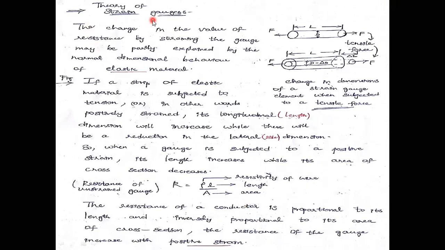The theory of these strain gauges is given as follows. I am going to consider this as the wire. I am going to consider this wire has some length and it has some diameter. I am elongating this wire. Some force is given along this direction. Then some dimensions are going to be changed in this wire. Similarly, I am going to compress this wire in this direction.